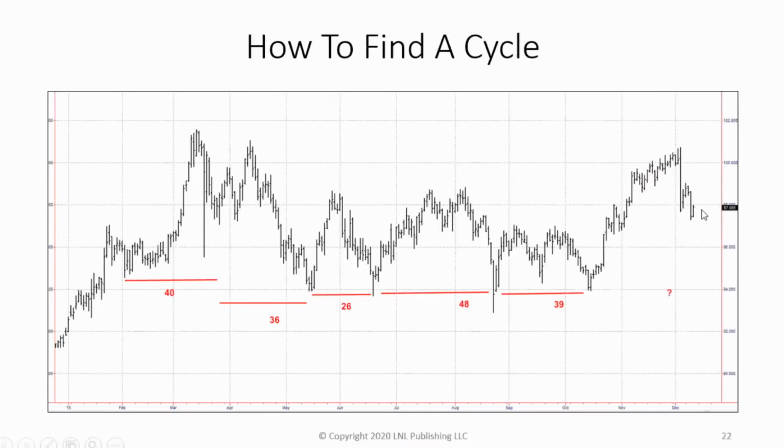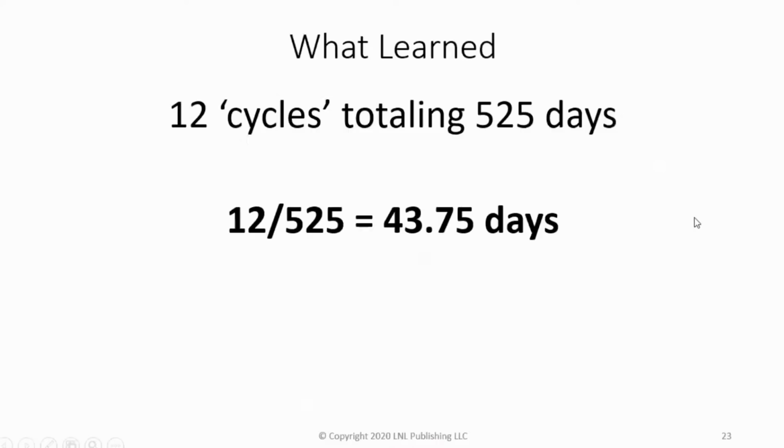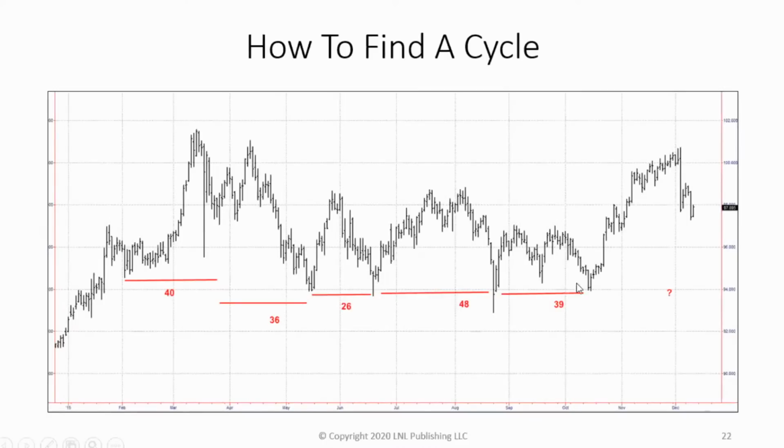So when's the next cycle low coming? And what I do is I just take those cycles, in this case was 525 days, and we had 12 examples. So we're in about a 43-day cycle. So about 43 days from here, we should see a market low point. So that's the easiest way of doing a cycle. That's the basic cycle analysis for sure.